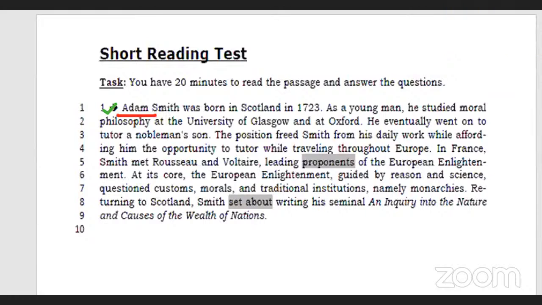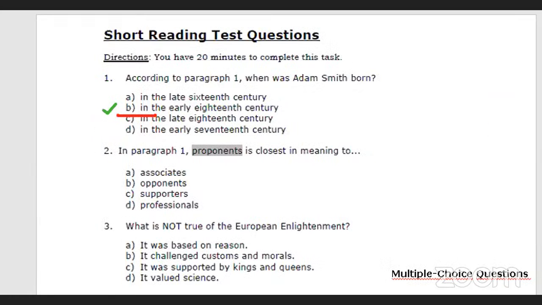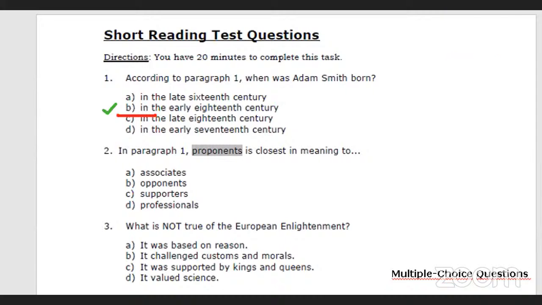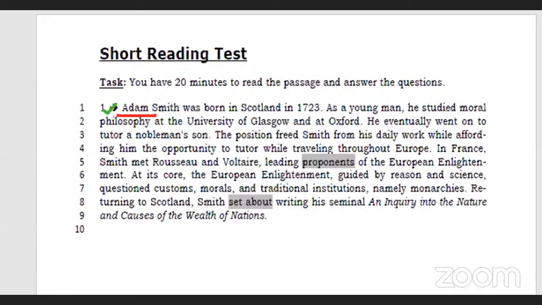What are the options, teacher? Associates, opponents, supporters, or professionals. Can we see the text again? I think it's A.